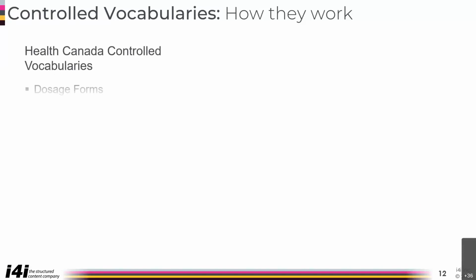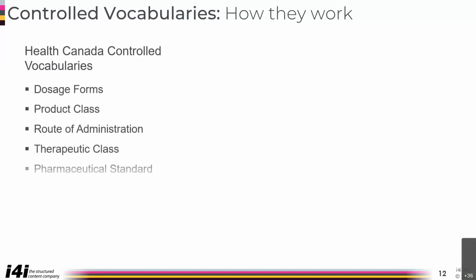The controlled vocabularies used by Health Canada offer even more precision. The metadata for dosage forms, routes of administration, therapeutic class, and ingredient names are just some of the categories that use controlled vocabulary values, making it easy to enter values and hard to enter values incorrectly, so you'd have no fear of spelling mistakes.